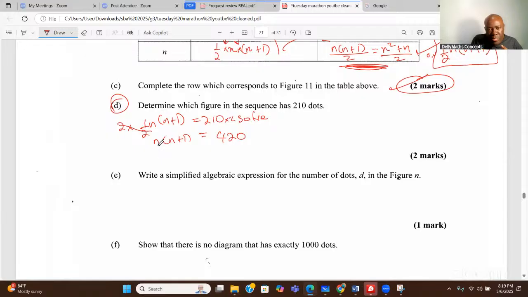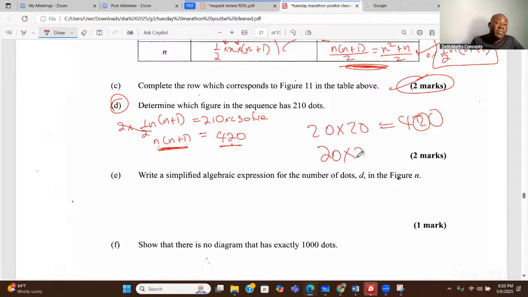Now here's the deal. Tell me if you notice, n times n plus 1. Everybody see this? n times n plus 1. What this is saying is that two consecutive numbers, like 1 and 2, or 5 and 6, multiply to give this. You can find it quickly. You don't have to go through the whole thing. It's a pattern question, so you can think quickly. 20 times 20 is 400, so this is actually 20 times 21.